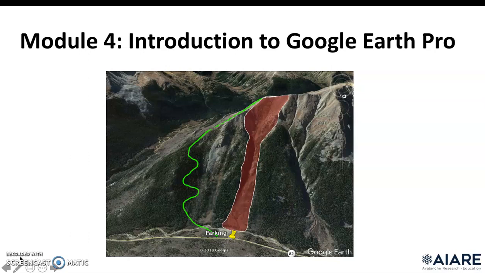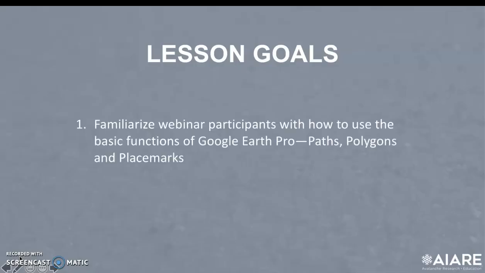I'm going to be going over a brief introduction to some of the features on Google Earth Pro during this module. The lesson goals for this short video is I want to familiarize everyone with how to use some of the basic functions of Google Earth Pro. That includes adding paths, polygons, and place marks. It's a very similar presentation to the CalTopo, where we went over lines, polygons, and objects, just in a different platform.